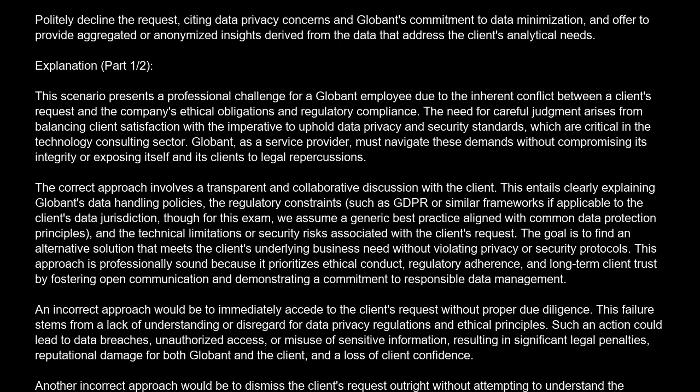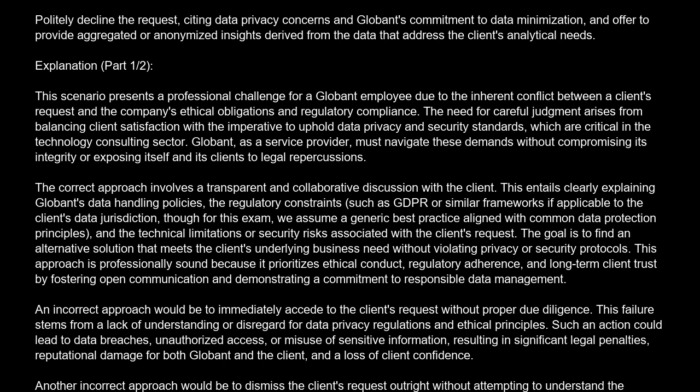Explanation. This scenario presents a professional challenge for a Globant employee due to the inherent conflict between a client's request and the company's ethical obligations and regulatory compliance. The need for careful judgment arises from balancing client satisfaction with the imperative to uphold data privacy and security standards, which are critical in the technology consulting sector.